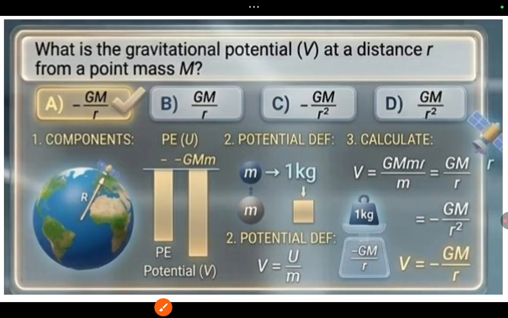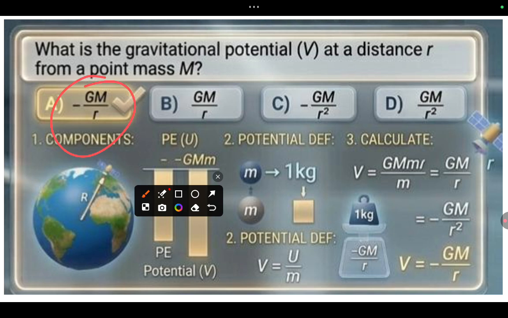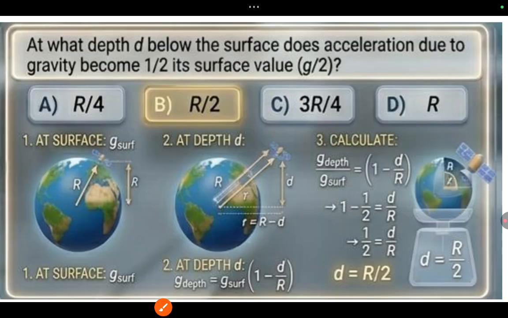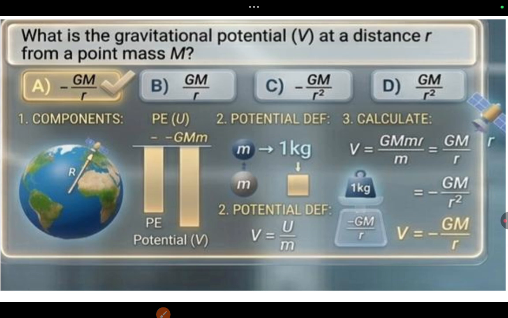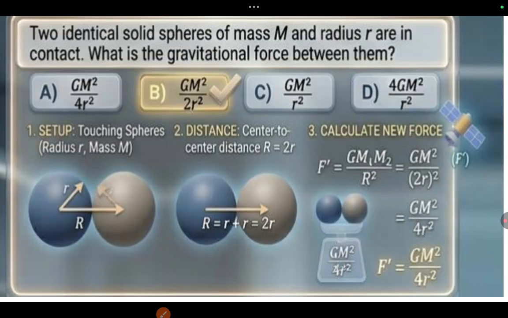What is the gravitational potential at a distance r from a mass m? I think it is repeated. Gravitational potential is minus GM by r. Next, at what depth d below the surface does acceleration due to gravity become half of its surface value, g by 2? That was also done, sorry, it is repeated. Next one, in terms of the Earth radius, I think it is also repeated.